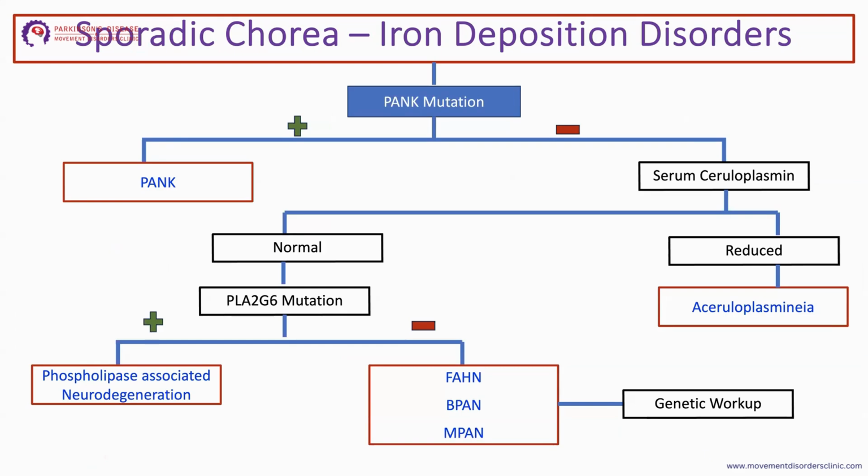Commonly when you see a mineralization pattern, the first thing is to look for a PANK2 mutation. If PANK2 mutation is positive, you are looking at PKAN. If it is negative, then you look at serum ceruloplasmin levels. If serum ceruloplasmin is significantly low and reduced, you are looking at aceruloplasminemia. If it is normal, you look for PLA2G6 mutations. If it is positive, it's PLA2G6-associated neurodegeneration. If it is negative, then you do further genetic workup for BPAN or MPAN. This gives just a bird's eye view of how to approach these iron deposition disorders.